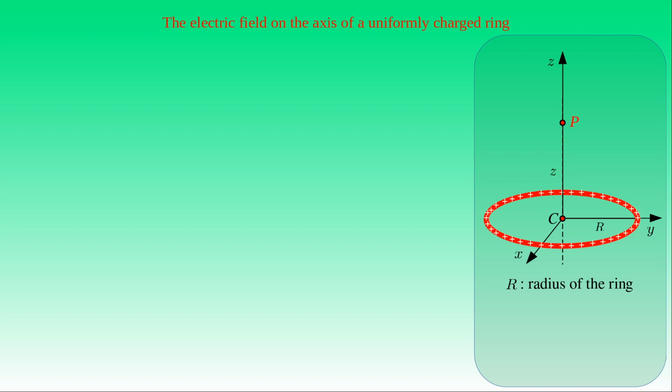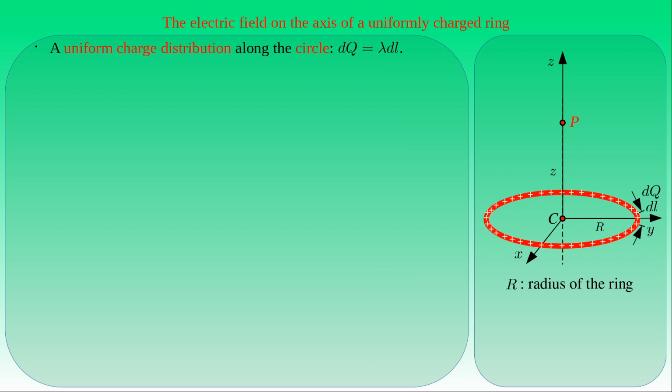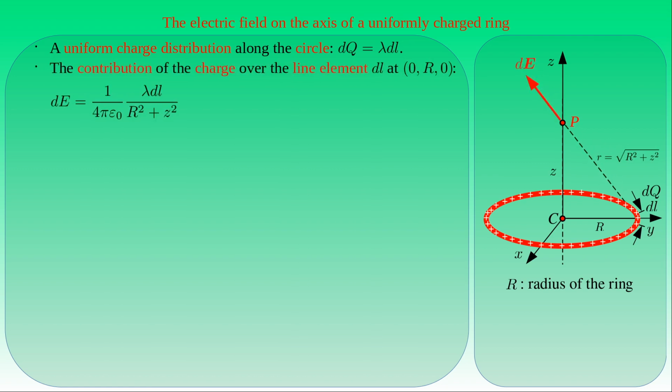For a uniform charge distribution along the circle, the infinitesimal charge dq in a small line element dl of the circle at its intersection with the y-axis is equal to the product of the constant charge density lambda and the line element dl. Then the contribution dE of the charge element dq on the circle to the magnitude of the electric field E is given by 1 over 4 pi times epsilon naught, times the ratio of lambda times dl to small r squared. Here small r is the distance of the line element dl from the point P, which is equal to the square root of capital R squared plus z squared.